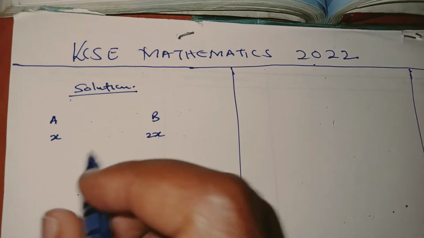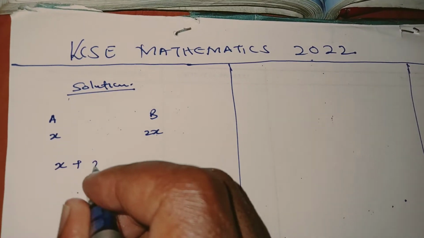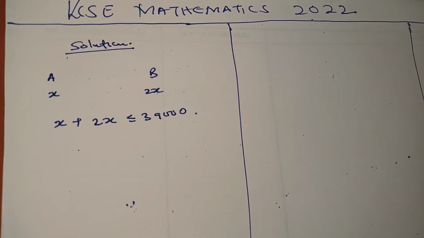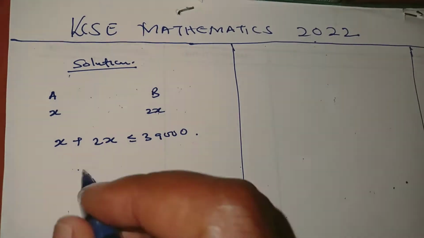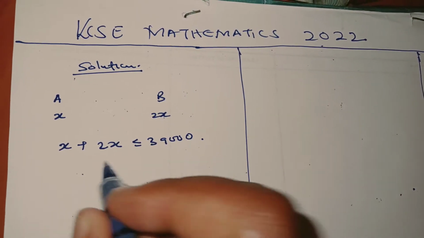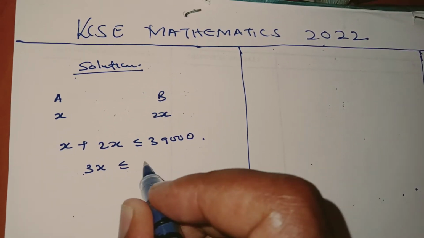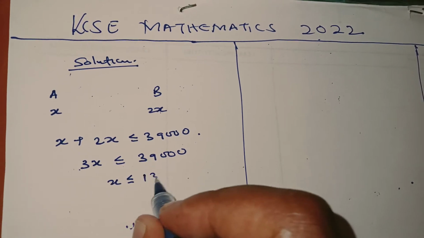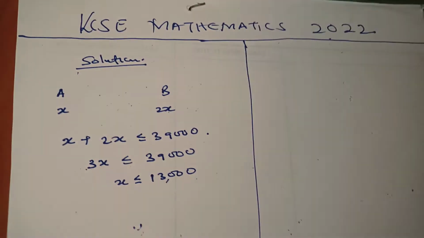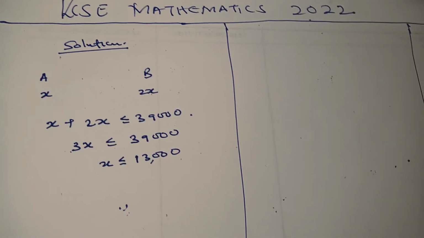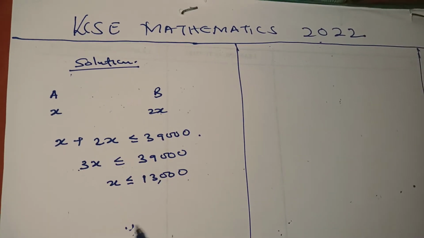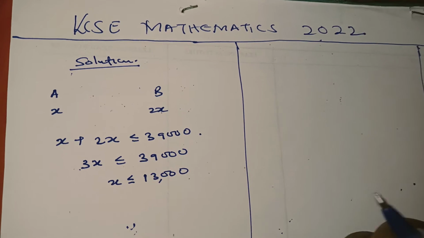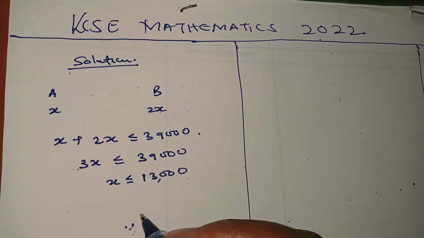Okay, so we have the sum, that is X plus 2X, should be less than or equal to 39,000. In other words, when you add their salaries, it should not exceed 39,000. So here we can solve this linear inequality. We have 3x is less than or equal to 39,000, and so x is less than or equal to 13,000. That is when you divide 39,000 by 3, you get 13,000. So it simply means that the employee who earns the smaller amount should not earn more than 13,000.